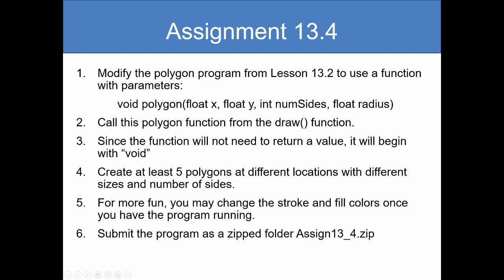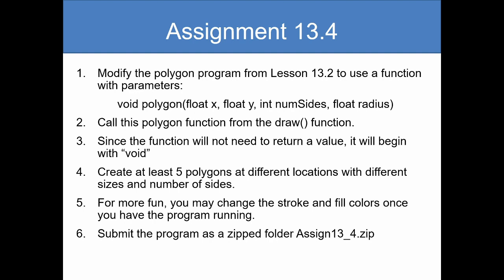So your assignment is going to be to take that polygon from lesson 13.2 and use it to make a function with parameters. And the way that we want you to set it up is as a void. Why? Because it's not going to return anything to its calling function, hopefully your draw function is where you put that. But have the specific parameters. So have your float x, have your float y, have an integer which is the number of sides, and a float which is the radius. That float x and float y should be the location where you're able to put the polygon.